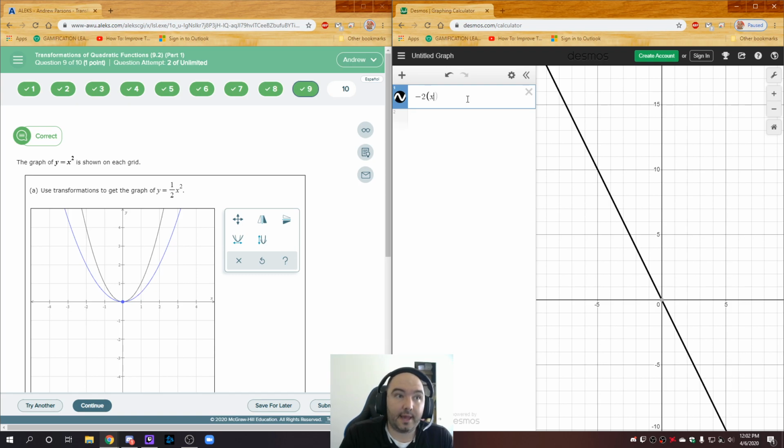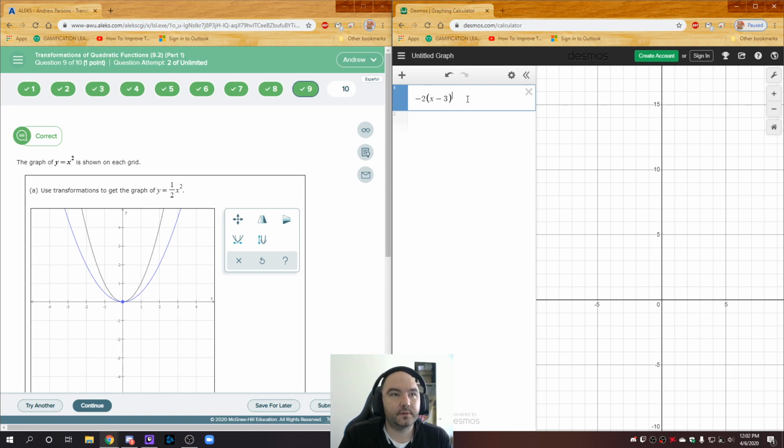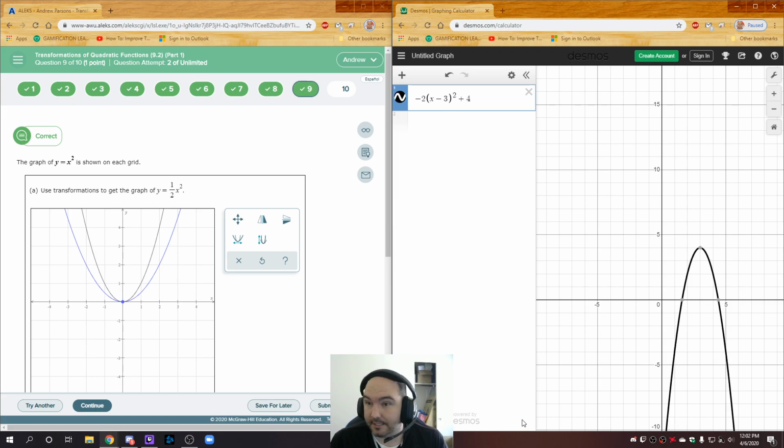-2(x - 3)² + 4. All kinds of stuff has happened. Everything we've done in the assignment so far has happened. The +4 moved it up 4, the vertex. The -3 moved it right 3. You can see the vertex is here. And the -2, the minus flipped it all upside down, and the 2 made it twice as tall vertically as it was before. So all kinds of stuff happened here.